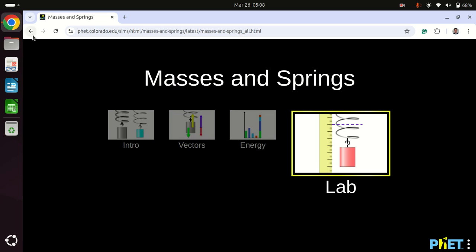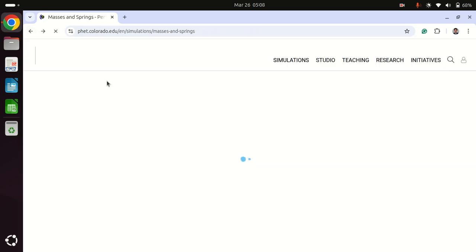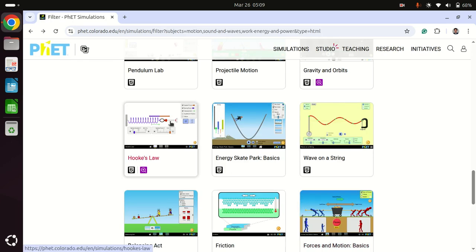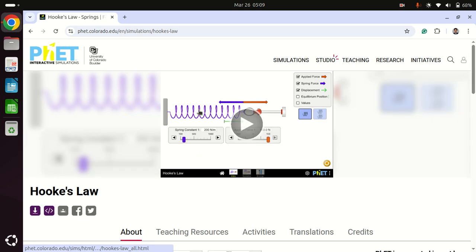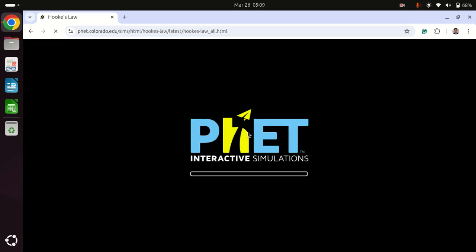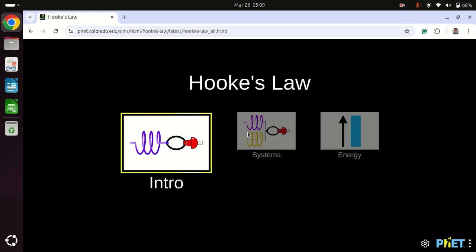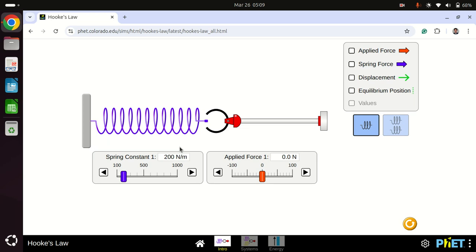Okay, so let me check one more simulation. Hooke's law, yes. Now here from this diagram we can see the spring is not vertical, it is horizontal. Okay, so let's check. In this introduction, we just have this variable spring constant and applied force. Currently there is no force applied on this spring. Suppose I increase the spring constant, there is no change, because it is at natural length.